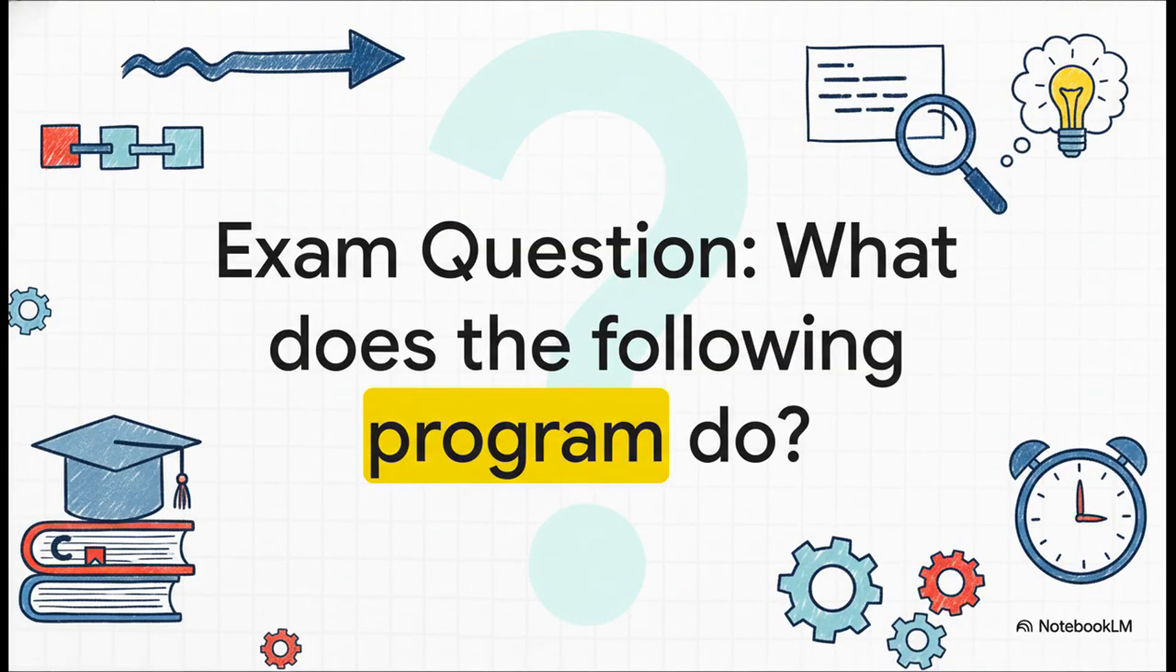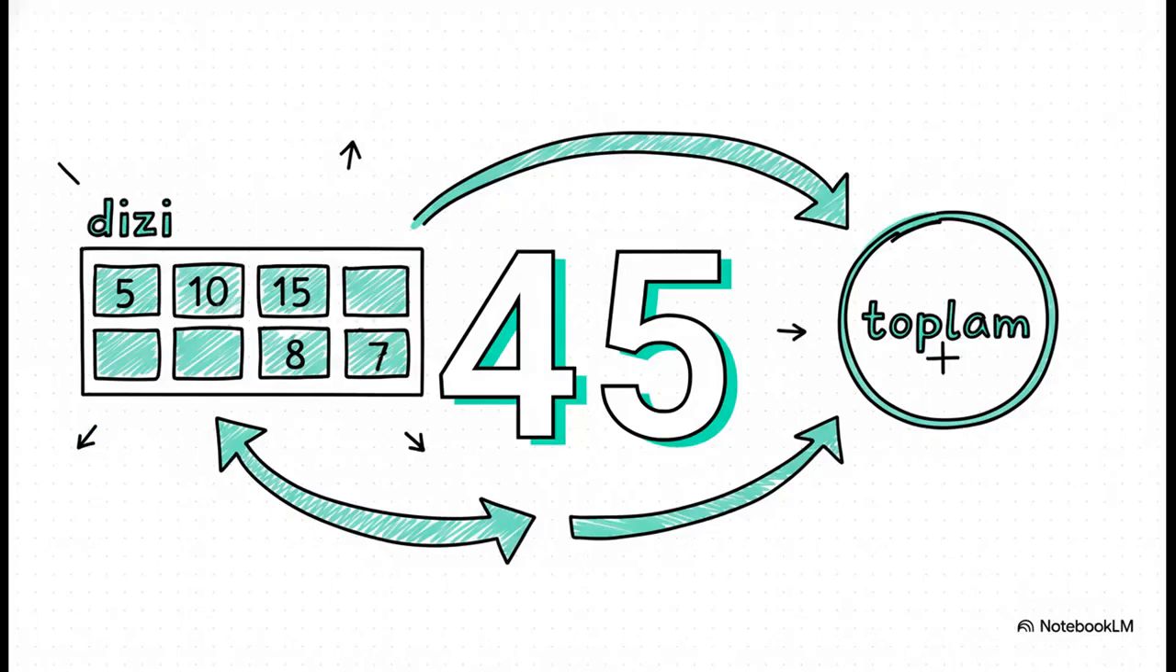All right, pop quiz time. Here is a very typical trace-the-code question you could easily see on an exam. Take a second, walk through that loop in your head. What's the final value of the variable toplam that gets printed out? This exact kind of problem shows up all the time. Did you get 45? If so, great job.